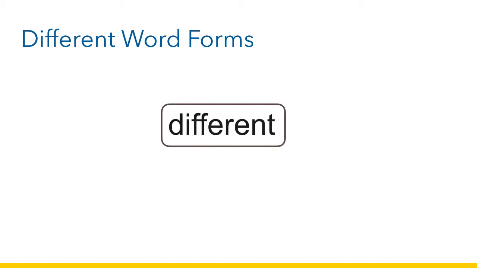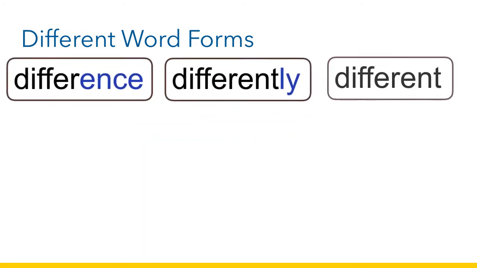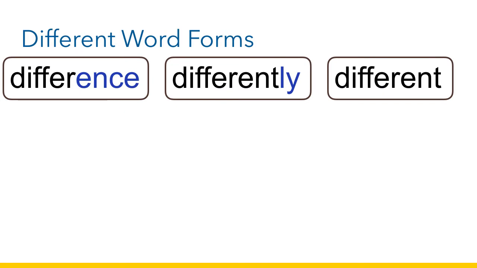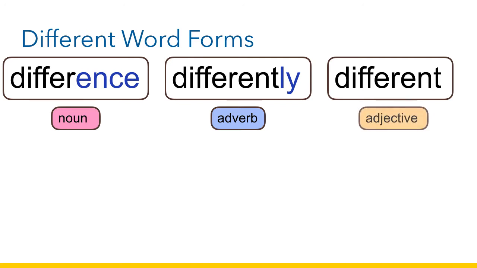Take the word different, for example. We have different, differently, and difference. Each of these words has a different job in a sentence. Difference is the noun. Differently is the adverb form. And different is an adjective.